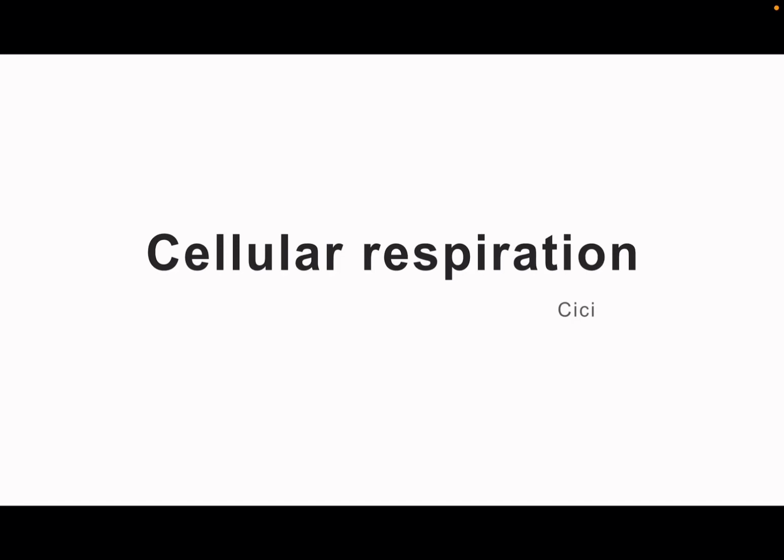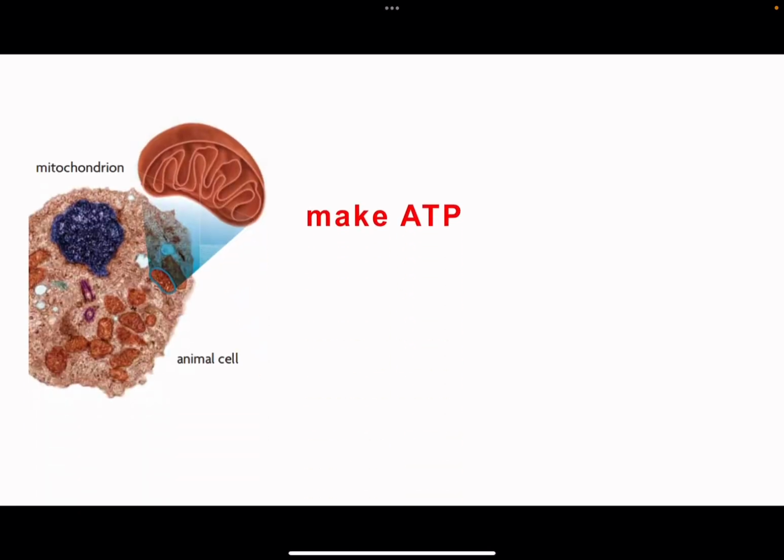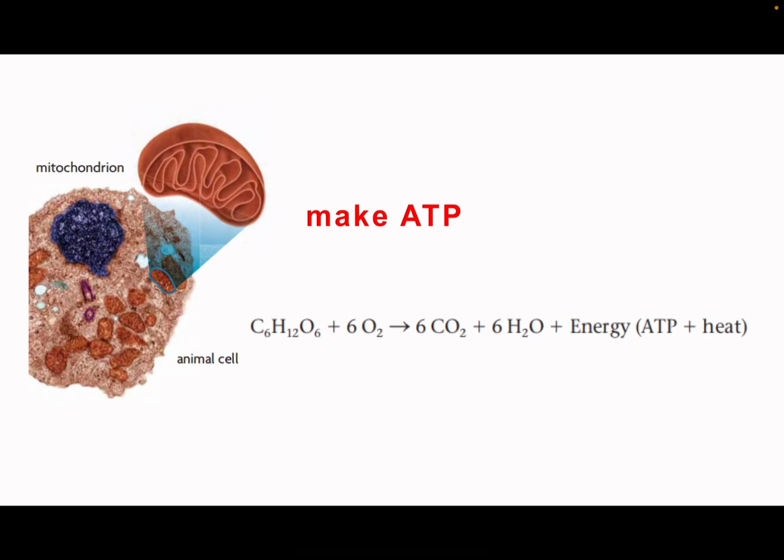The essence of cellular respiration is to break the glucose down to make ATP. Here is the equation of cellular respiration. The reactants are glucose and oxygen. The products are carbon dioxide, water, and ATP.